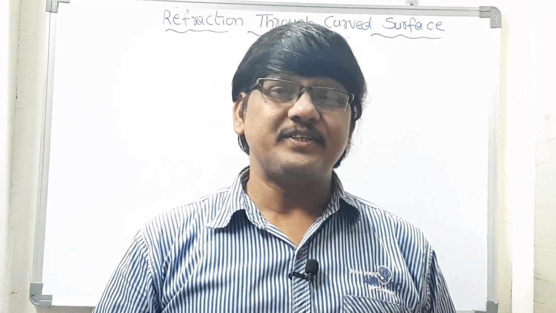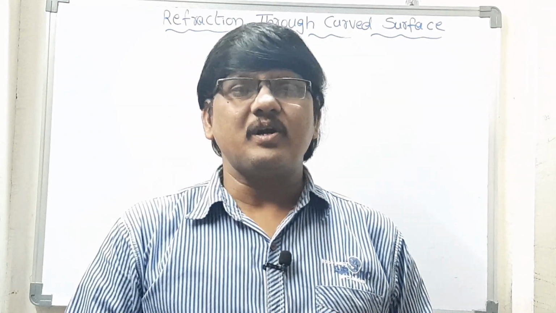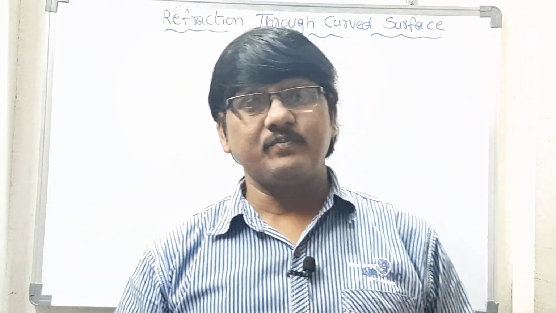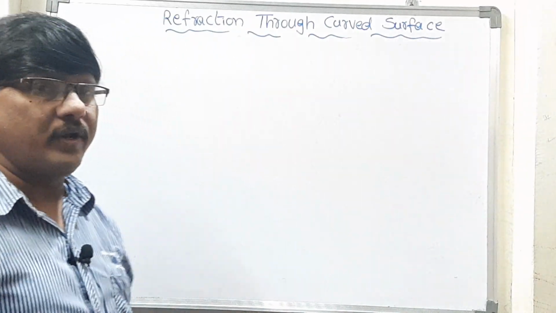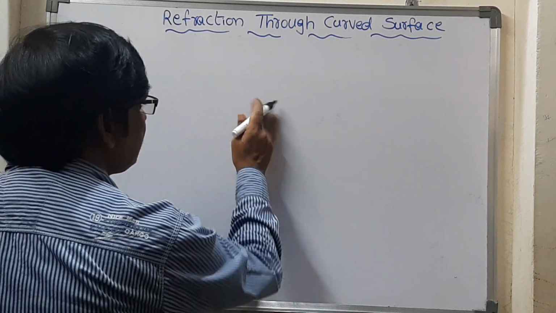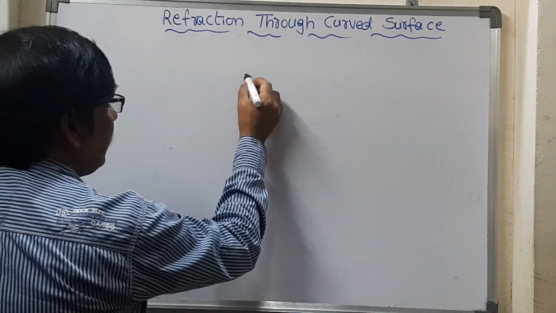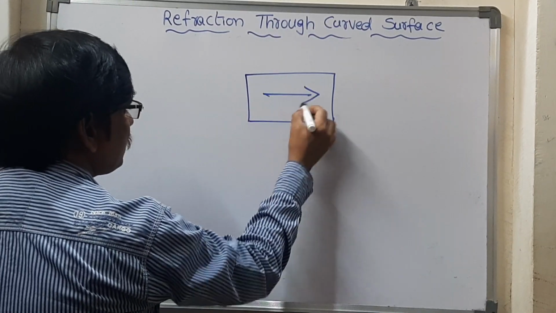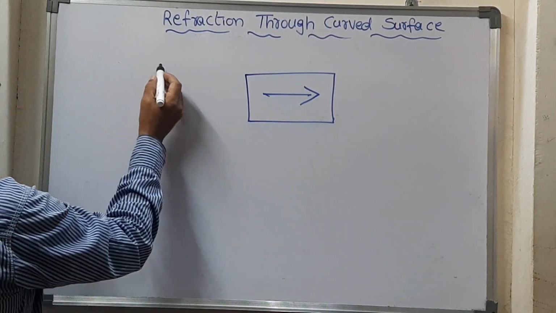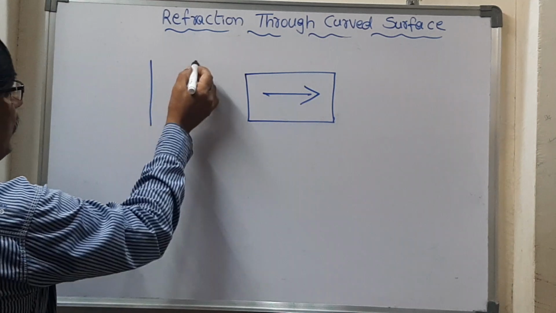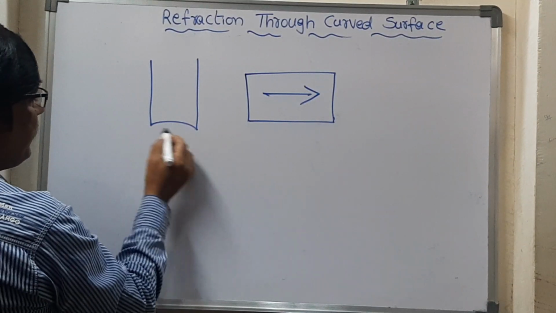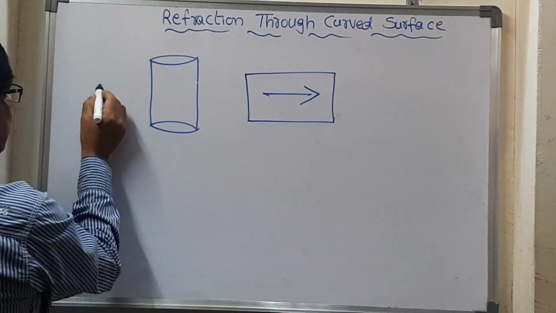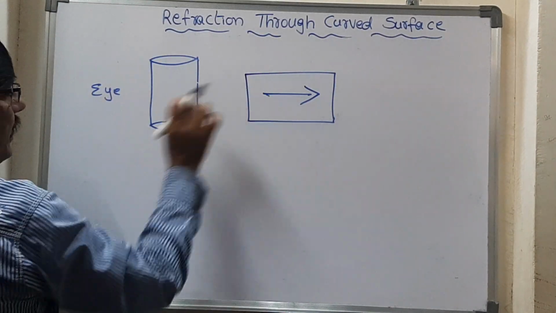In today's session, we are going to discuss one of the topics of the 10th standard, that is refraction through curved surface. Now let us start one activity. For this, first of all, take any one cardboard and draw an arrow mark on it, as I have drawn. Afterwards, take one transparent glass, and you can see the arrow mark from this side.